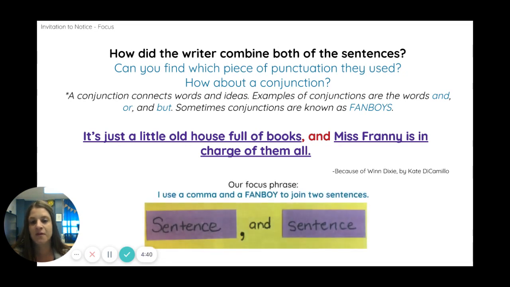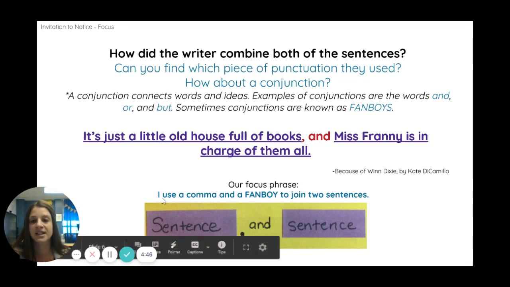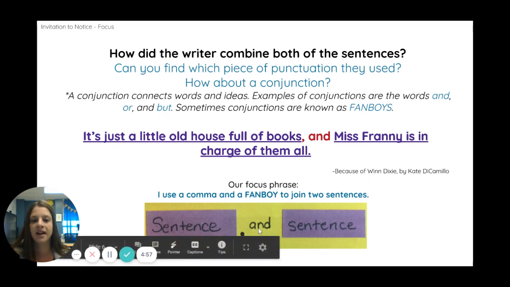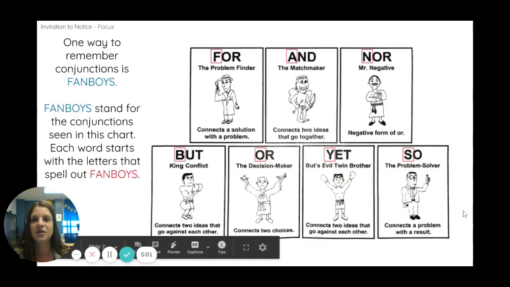So let's come up with a focus phrase to remember this pattern. Something we could say to remind ourselves is, I use a comma and a fanboy to join 2 sentences. And so here's a visual reminder. Sentence, comma, and sentence. So these are some examples of our fanboys.